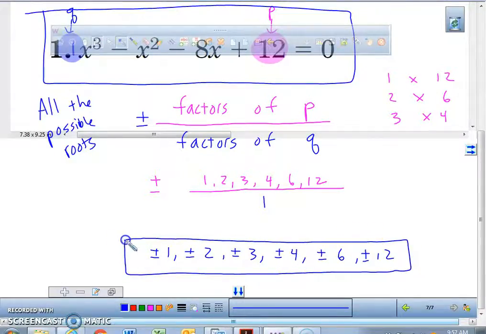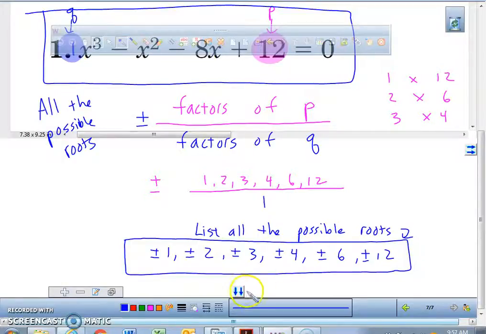When it says list all the possible roots, these are all the possible roots. Now, what we're going to do is test them to see if they actually work. So in your journal, you have plenty of room to work. If we mess up, this is where you're going to have an eraser if we choose the wrong root.